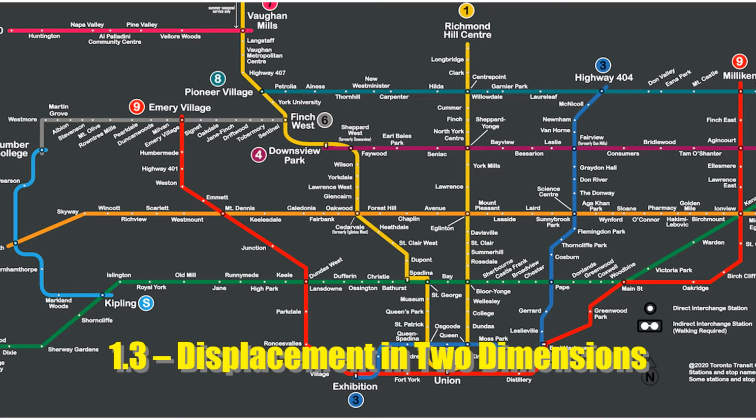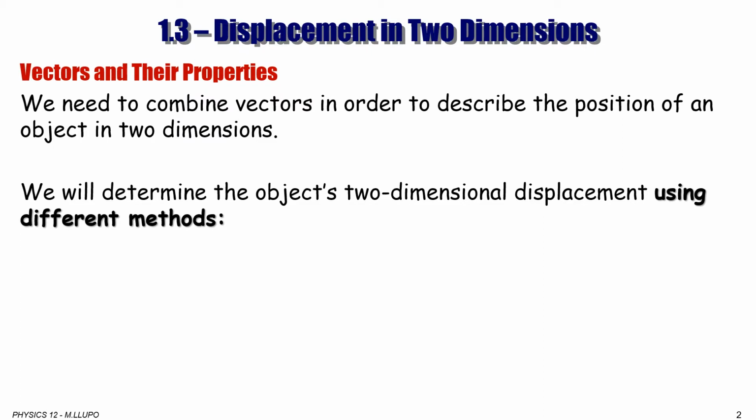This is section 1.3, displacement in two dimensions. In this section, we're going to talk about different methods of adding vectors, adding displacement. We need to combine vectors in order to describe the position of the vectors in two dimensions. So the knowledge about vectors and their properties is very crucial in this section. We're going to learn a lot about how to determine the object's two-dimensional displacement using different methods.